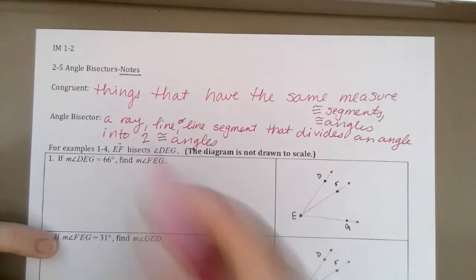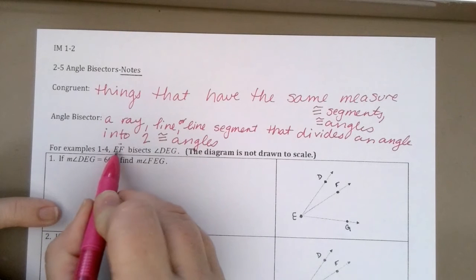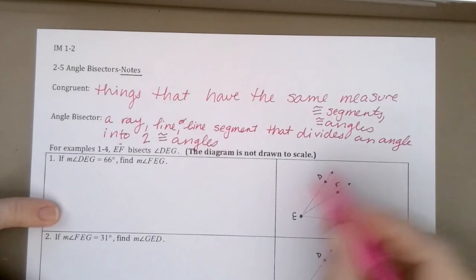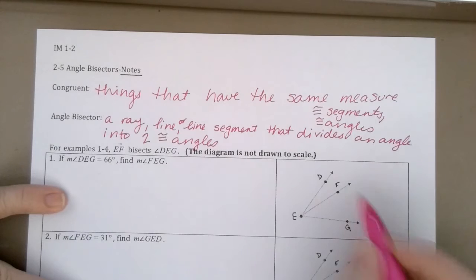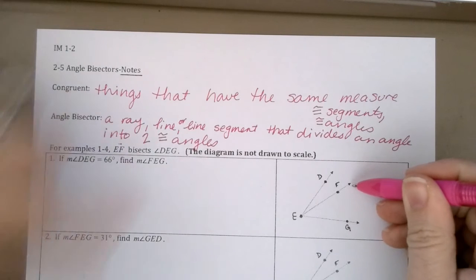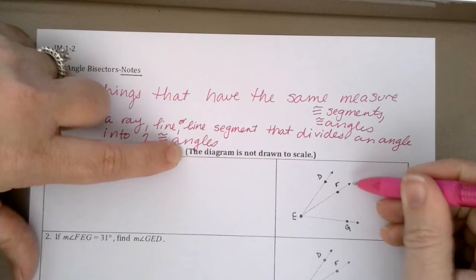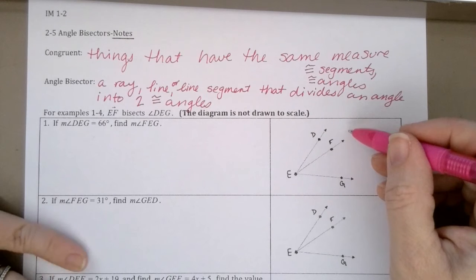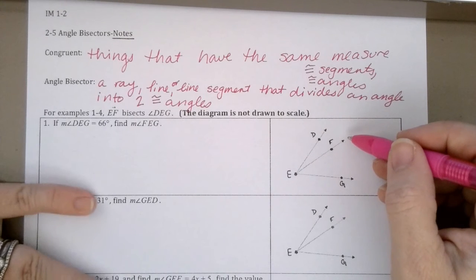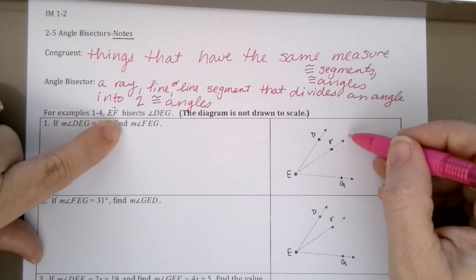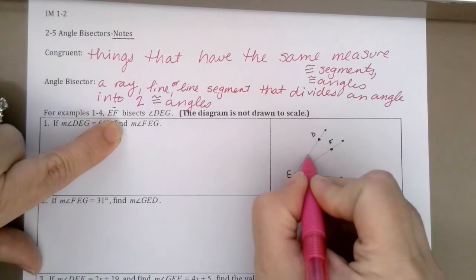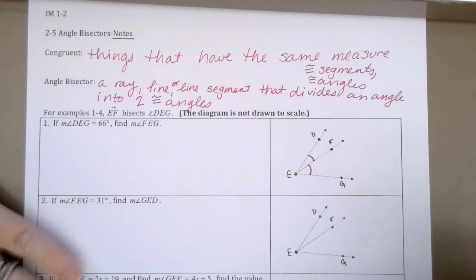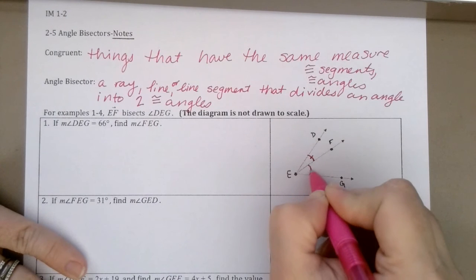So, in examples 1 through 4, ray EF bisects angle DEG. So I'm going to make some markings over here. You ready? If this is a bisector, notice it says the diagram is not drawn to scale. One thing about geometry, you can never ever trust the picture. It does not look like I have two congruent angles, but because the instructions say that that is a bisector, I have an angle here that is congruent to an angle here. So even though it doesn't look like it, that angle is congruent to that angle.